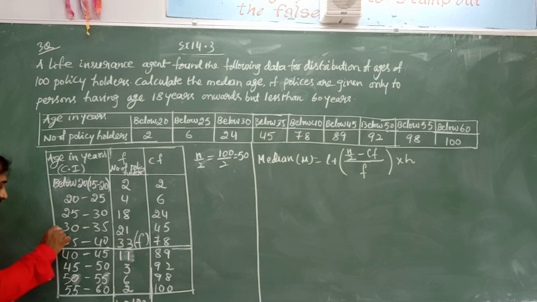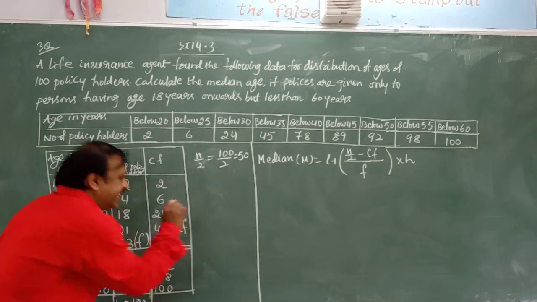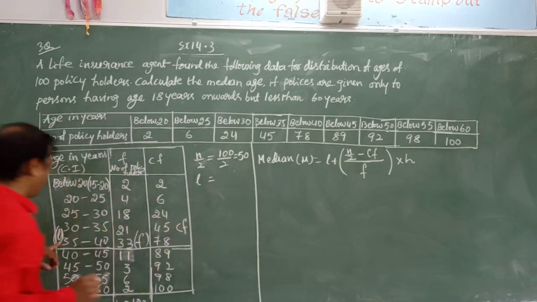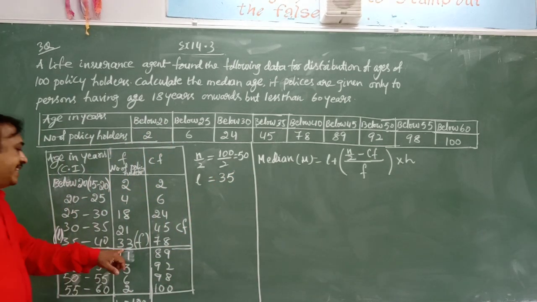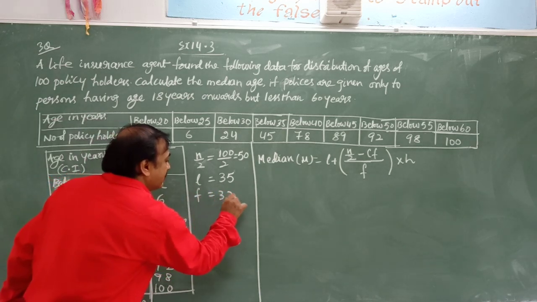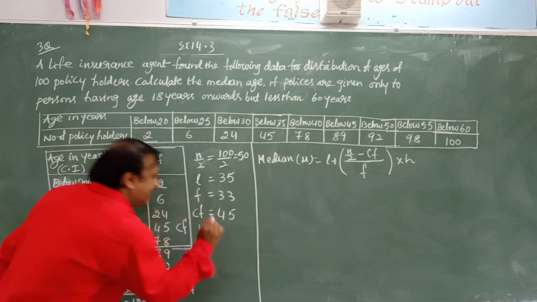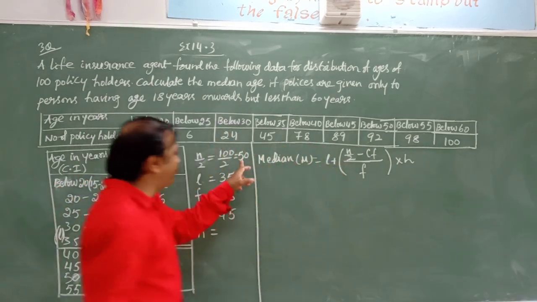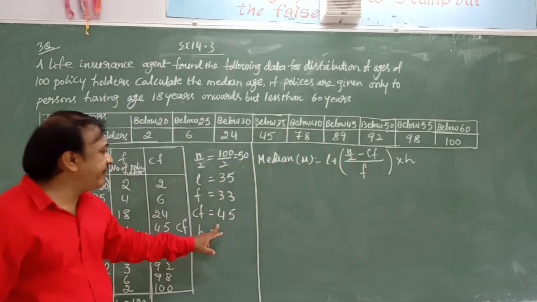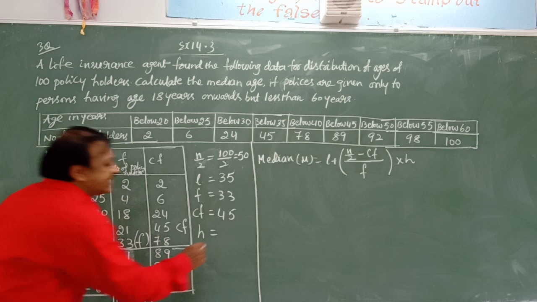Observe it, I am marking everything in the table. This is the L value. This is F. Above that, the cumulative frequency is CF. So L is equal to 35, F is equal to 33, CF is equal to 45, and from the formula, n by 2 value we got is 50, CF we got 45, F value 33, and H is the class size, that is 5.